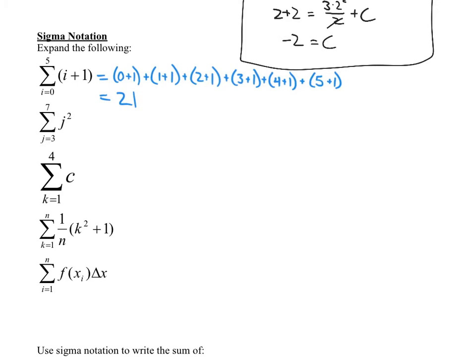If I have the squares, notice, for one thing, we don't have to use i. Here it's j. We can use anything we want. And we also don't have to start at 0 or 1. We can start wherever we want as well. Okay? So if j starts at 3, we have 3 squared plus 4 squared plus 5 squared plus 6 squared plus 7 squared. Okay, so we add all those up. We get 50 plus 36, 86 plus 49, 126, 135. Okay.